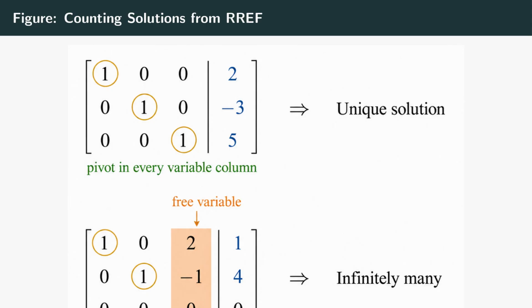Here are the 3 outcomes, each read directly off a reduced matrix. At the top, the unique solution case. Every variable column carries a gold pivot. The left block is the identity, and the numbers past the bar are the answer itself. 1 value per variable, no choices to make.